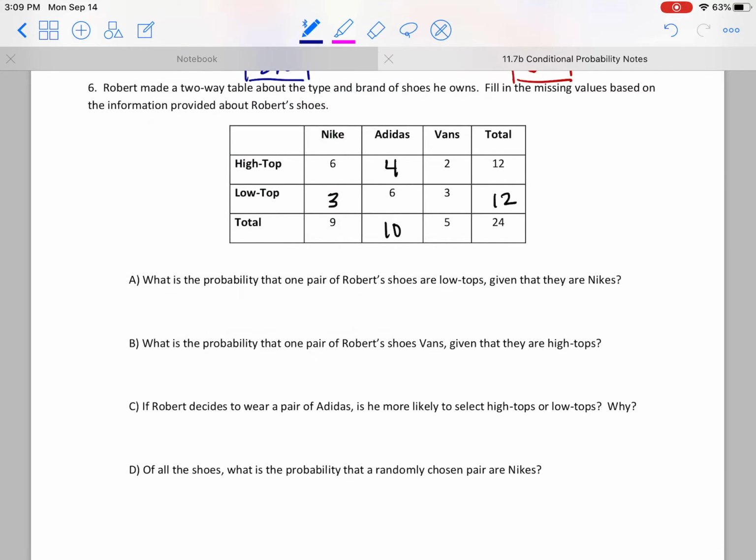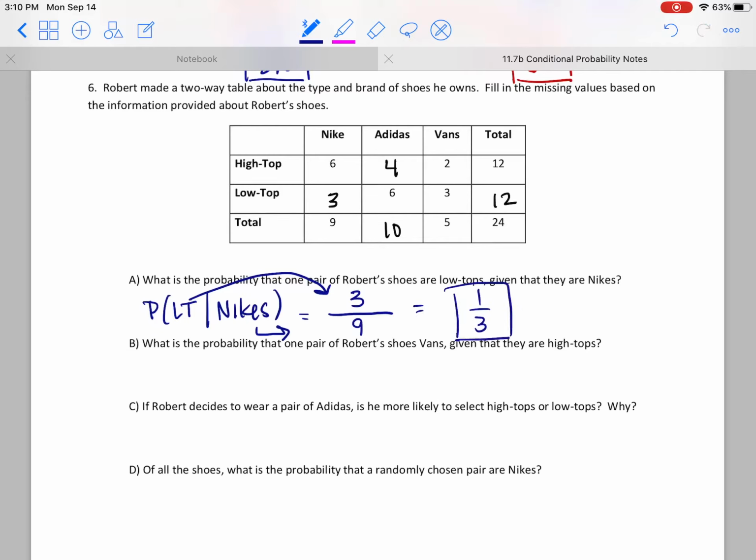So, what's the probability that one pair of Robert's shoes are low tops, given that they are Nikes? So Nikes, in this case, are the only shoes that we are looking at. How many pairs of Nikes do we have? We've got 9. And of those 9 pairs of Nikes, how many are low tops? Well, 3 are low tops. So this is going to be 3 out of 9, or 1/3.